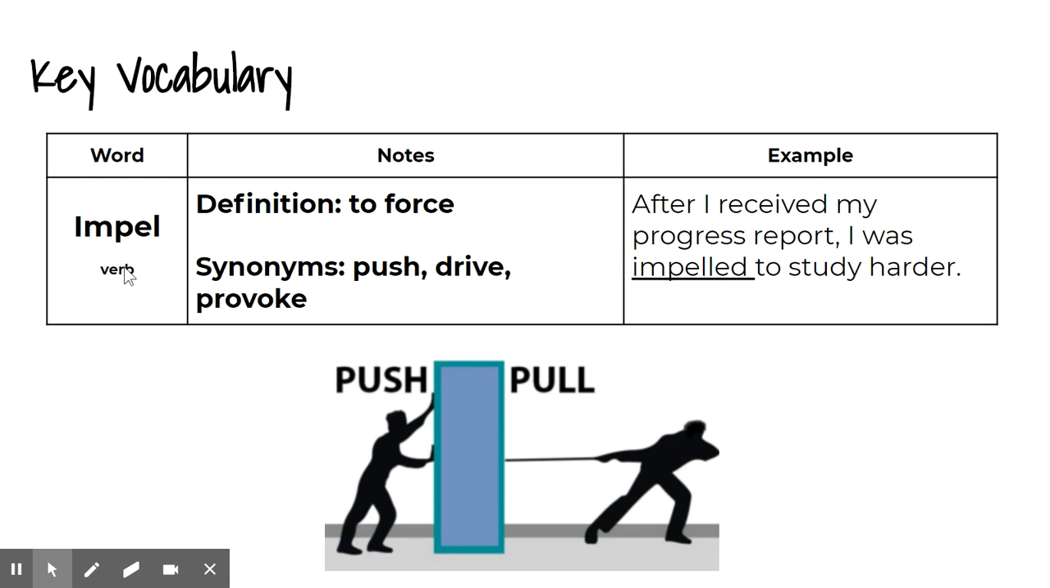You can see the parts of speech here, the definition, synonyms, and then an example of the term used in a sentence. Impel means to force. Synonyms for impel include push, drive, or provoke. And this example sentence reads, after I received my progress report, I was impelled to study harder.